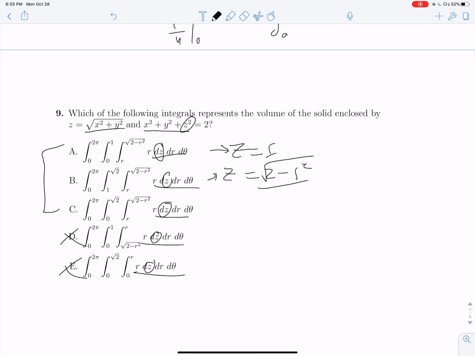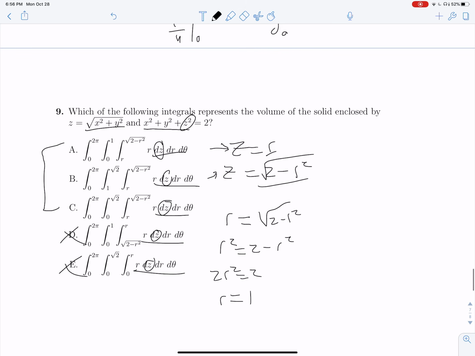So now let's go take a look at what our r values are running from. If we set these guys equal to each other, we're going to get r equals root 2 minus r squared. Squaring everything, r squared equals 2 minus r squared. So 2r squared equals 2, r equals 1. And so we know that r is running between 0 and 1. So here's our only answer choice. These other ones, no good.